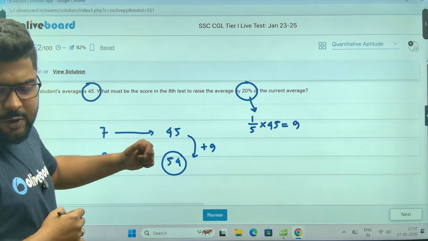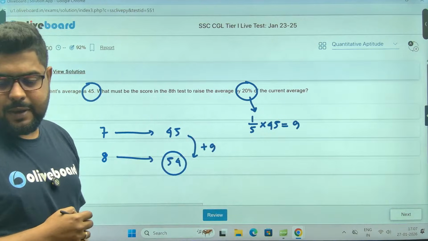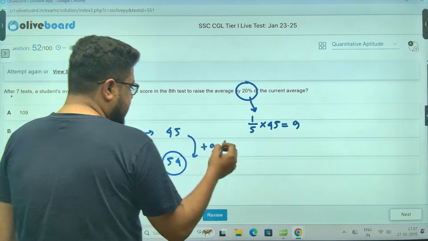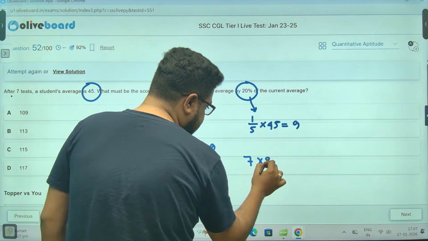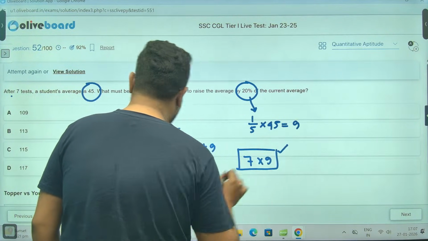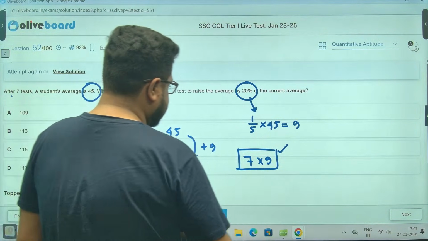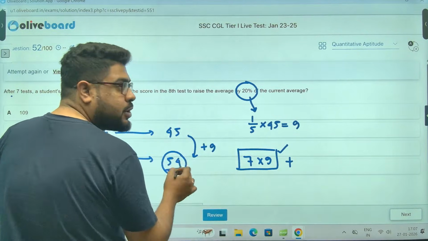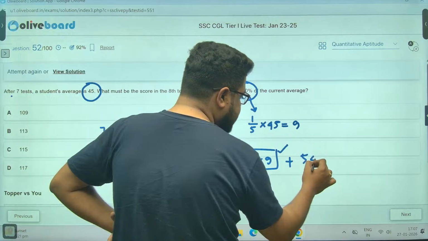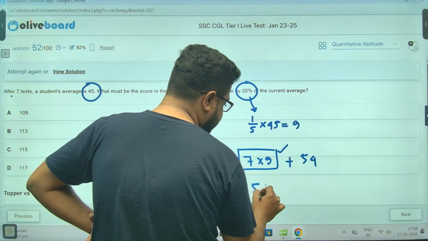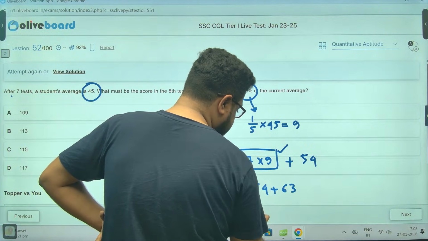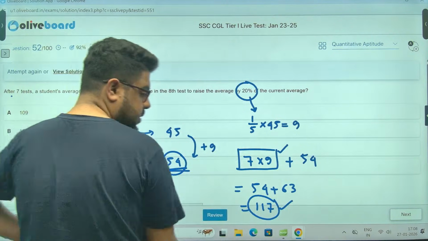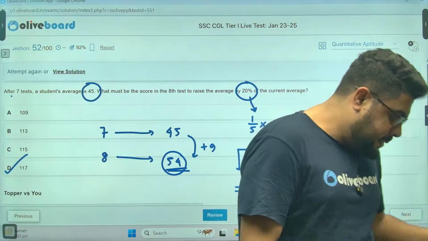A simple inclusion type concept you can use. So in the 8th test, definitely 7 into 9, this much he has scored extra than the increased average of 54. Just add this, that's your answer. 54 plus 63, 117 is the answer. Option number D is the answer.